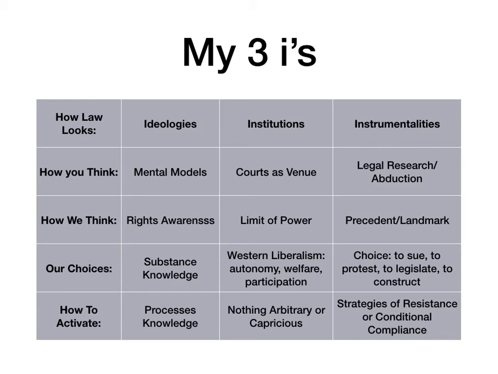Our choices, on the other hand, are much more constrained. They're limited. And that's based on what we know, right? Our mental model of the substance of the law, and then also of how we think about the institutions of Western liberalism, right? So if you're an immigrant, it could be difficult to have substantive knowledge about the law, and your mental model might be slightly askew. You might be using a mental model from a different economic, a different legal system, a different social system that might not apply to these three principles of autonomy, welfare, and participation.